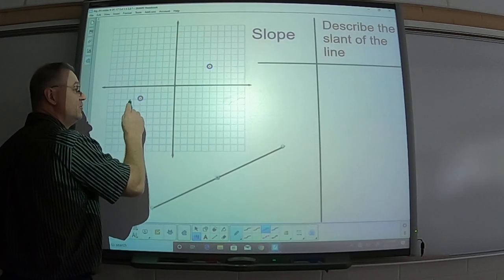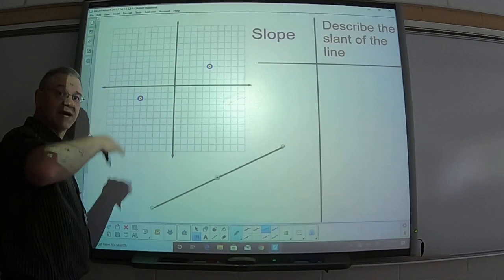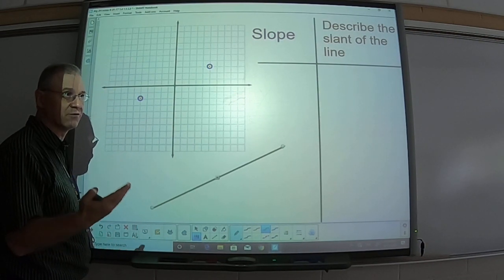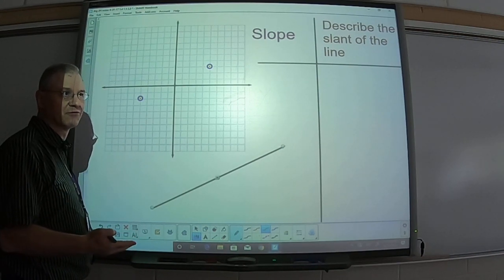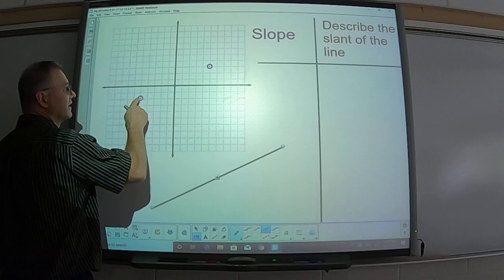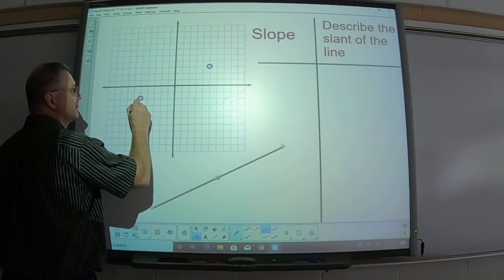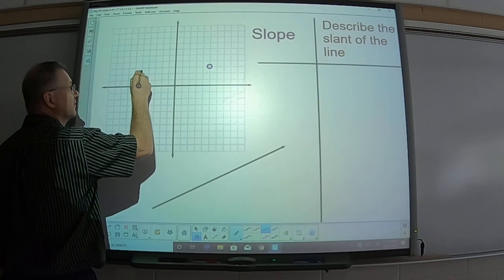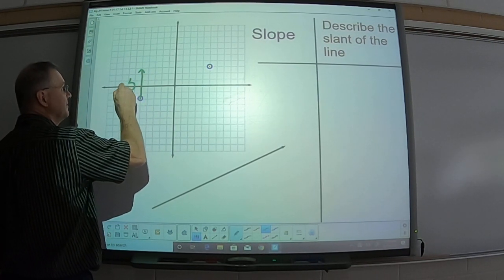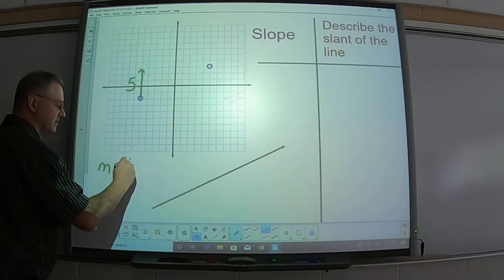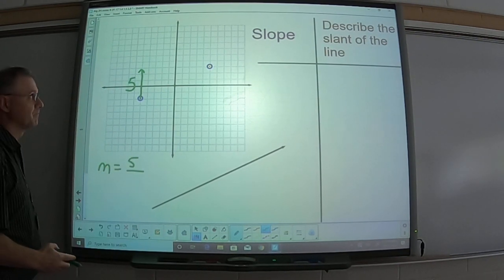So for example, you're counting the rise, the up-down movement. Now it doesn't matter which point you start with as long as you figure out the up-down movement and then the left-right movement from that point to the other point. So here, I'm going to count up until I get to the same level. So 1, 2, 3, 4, 5. So that's a positive 5 movement. So my slope here is 5 over something.